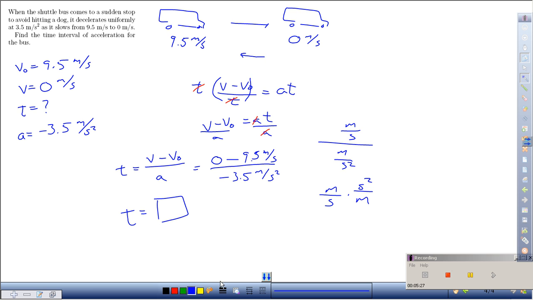Look at how this works out. So now what can I cancel out? Well, I've got meters on the bottom and meters on the top, so that's going to go away. I've got seconds squared on the top divided by seconds on the bottom. Well, this seconds is going to get rid of the squared and leave me with just seconds. Oh, wow, that's really convenient because time sure better be in seconds. So my units work out. When I have meters per second divided by meters per second squared, I wind up with just seconds, so my time is going to be that number of seconds. And there's your answer.